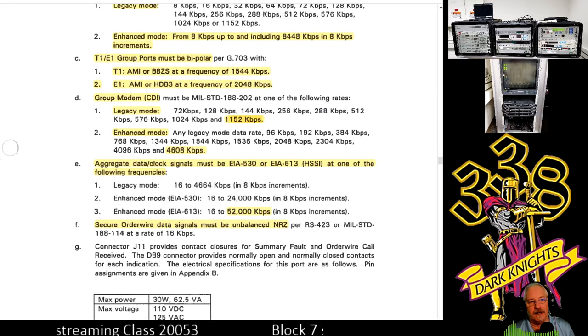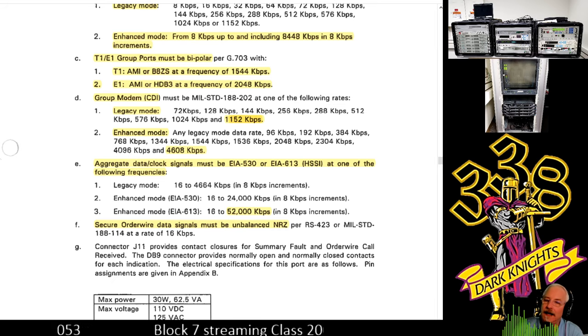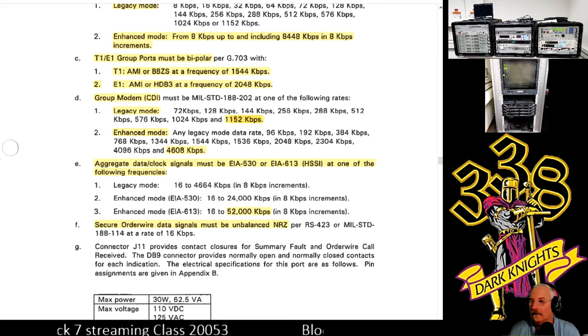Okay, let's go down to E. This is your HSSI, high-speed serial interface. Notice it has a legacy mode. It has an enhanced mode with the 530. Ooh, yeah, I remember that one. And then the enhanced mode with the EIA 613. So it's a newer cable. You'll notice that the newer cable goes all the way up to 52,000 kilobits per second, or 52 meg.